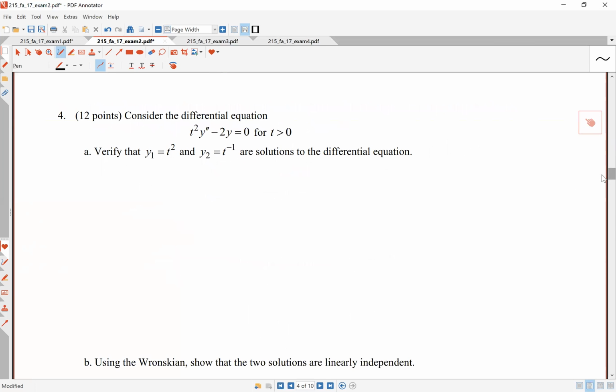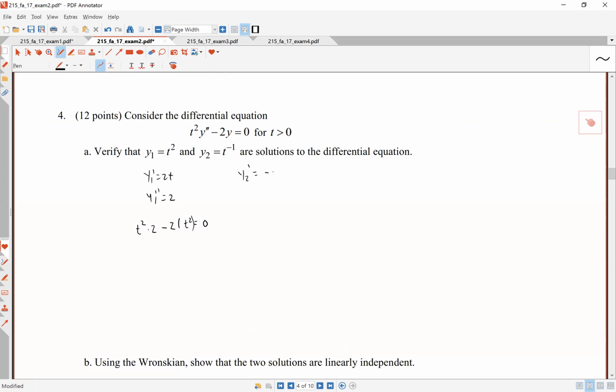All right, this one was pretty easy. Verify that y1 equals t squared and y2 equals t to the negative 1 are solutions. So this is just like what we did on the last test, but for those matrix systems. So y1 is t squared, so y1 prime is 2t and y1 double prime is 2. So if I plug it into t squared y double prime, that's t squared times 2, minus 2 times 2t, minus 2 times y, which is t squared. That's pretty easy to see that that's equal to 0.